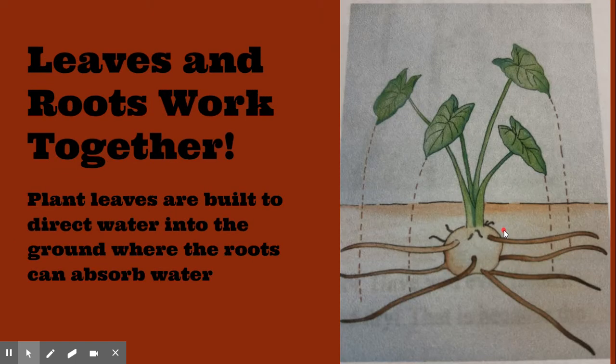It's really interesting because leaves and roots can work together. Plant leaves are built to direct water into the ground where the roots can absorb that water. So look at this plant here, how clever it is. The stem here reaches up and the leaves tip downward. So if rain were to fall, it would glide down the leaf and go straight toward the roots, where the roots can absorb the water to give to the rest of the plant.